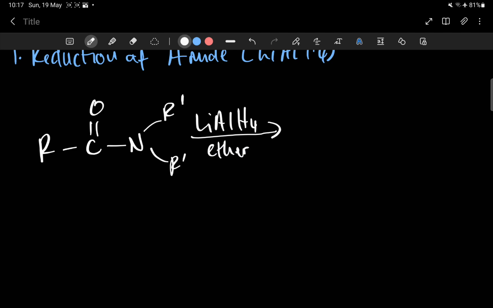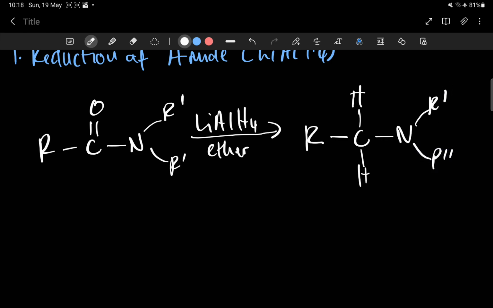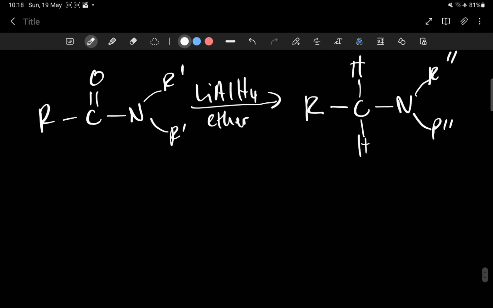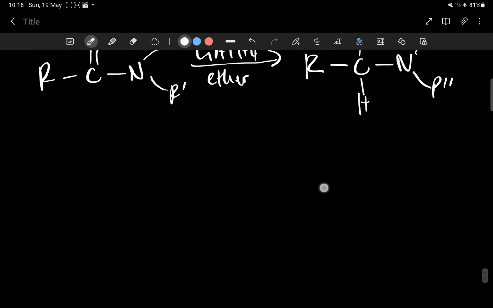The amine. So what is going to happen here is this double bond O just breaks and we have hydrogens there. So it becomes R bonded to C, then this is now HH, and it's bonded to N, which is still bonded to R prime and R prime prime. The double bond O goes and you will get two hydrogens there. That is what happens when you reduce.